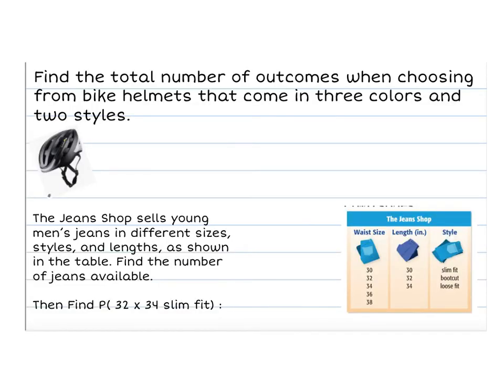All right, a couple more here. Find the total number of outcomes when choosing from bike helmets that come in 3 colors and 2 styles. So you're doing 2 things. You're choosing a color and you're choosing a style. There's 3 colors, 2 styles. Multiply them together, which is 6 outcomes.